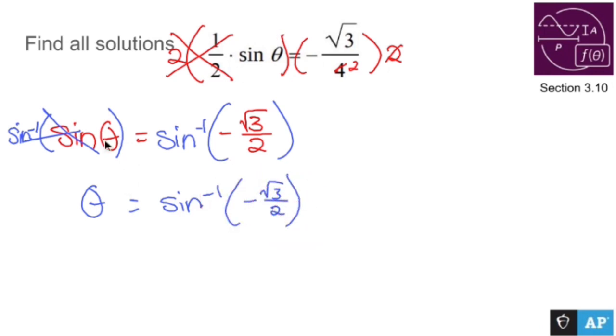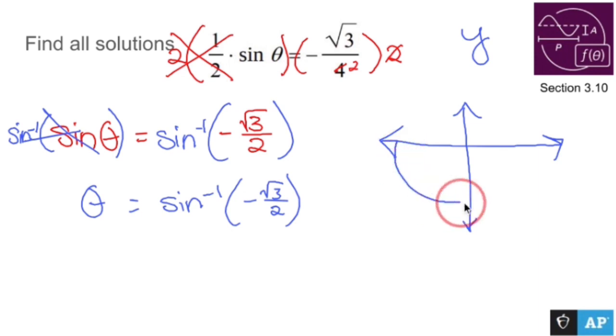So basically what this question is asking is: the sine of what angle gets me negative root 3 over 2? So now we have to think unit circle thoughts. Sine in the unit circle is a y value, and I'm taking the inverse sine of a negative y value. Where is y negative on the unit circle? Well, underneath the x-axis. So sine is negative underneath the x-axis down here.